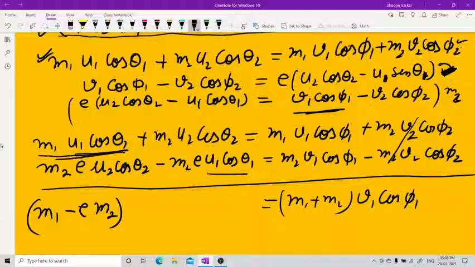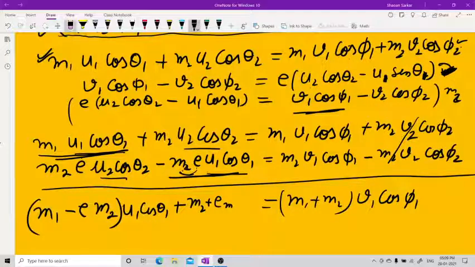See, I've taken this and I've taken this one. So m1 minus e m2. I've taken e m2 and u1 cos theta 1. This has come. Now plus, now you have m2 u2 cos theta 2, u2 cos theta 2. You can take this. This is m2 plus e m2 cos theta 2, u2. This will come in the bracket.